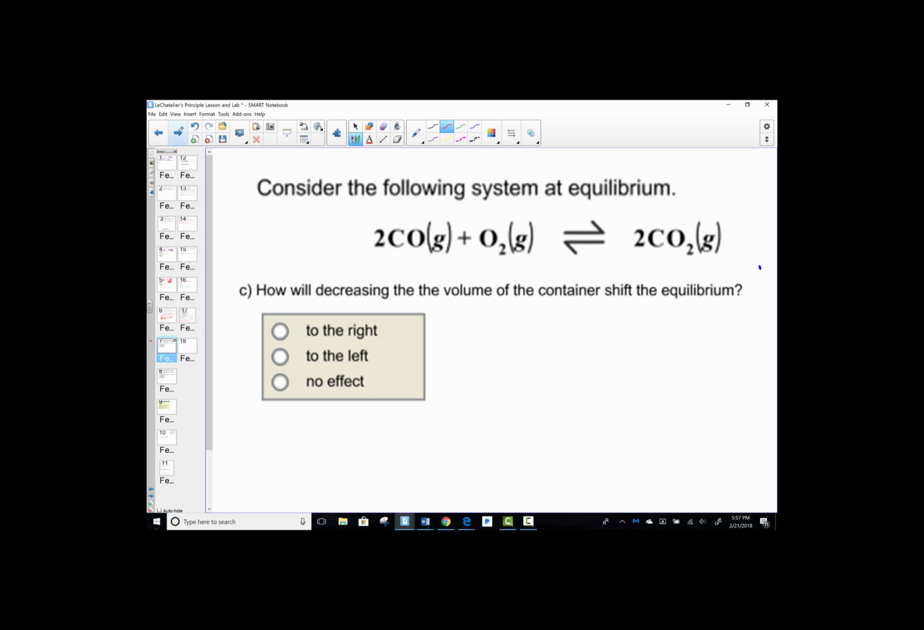Let's take a closer look at an example from your homework. It says, consider the following system at equilibrium: 2 units of CO as a gas react with gaseous oxygen to form 2 units of CO2. Notice how there's a total of 3 gaseous moles on the left and 2 gaseous moles on the right. 3 moles recombine to form 2 moles of carbon dioxide. If we decrease the volume, we increase the pressure. So the stress is increasing pressure.